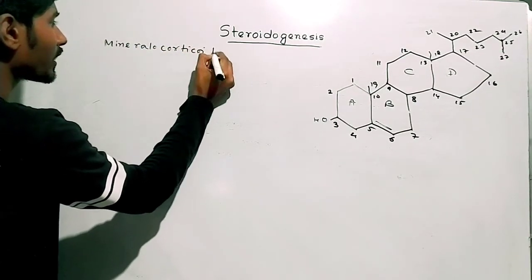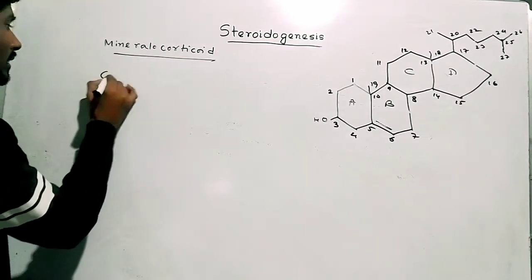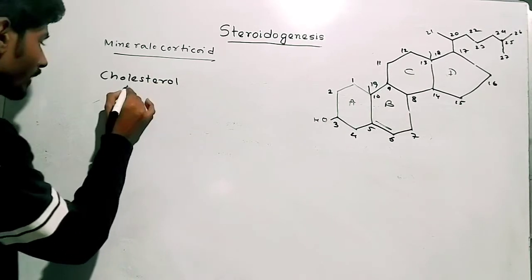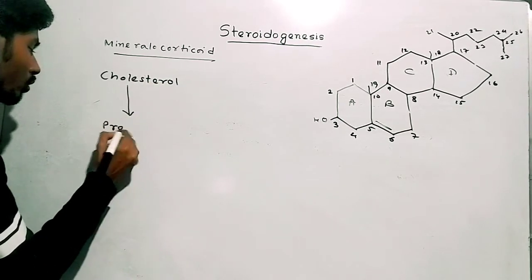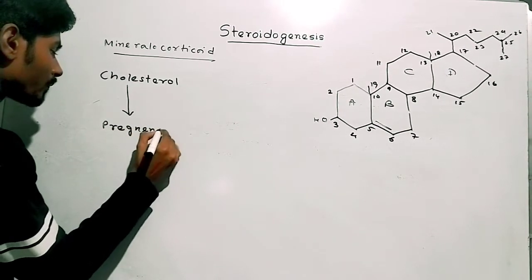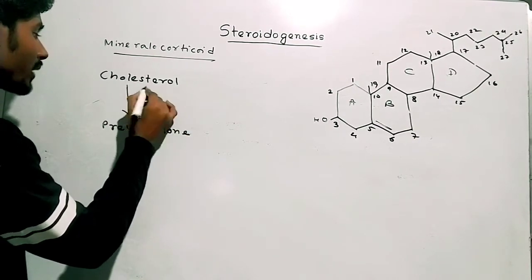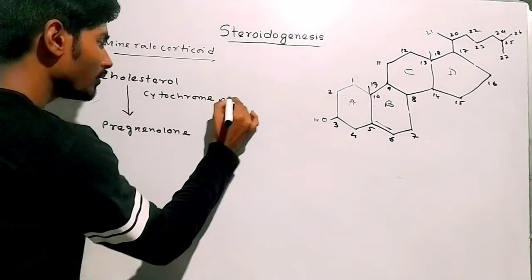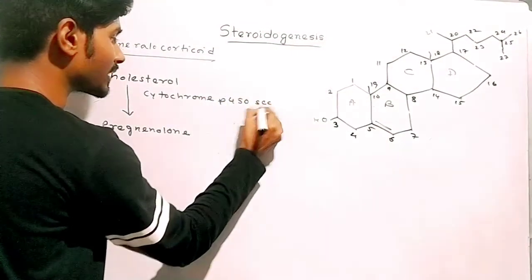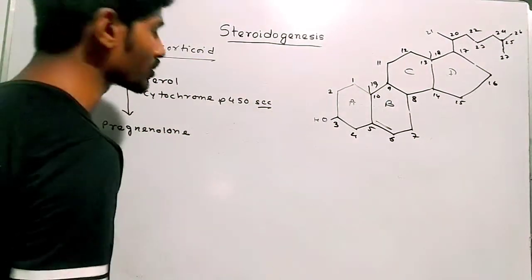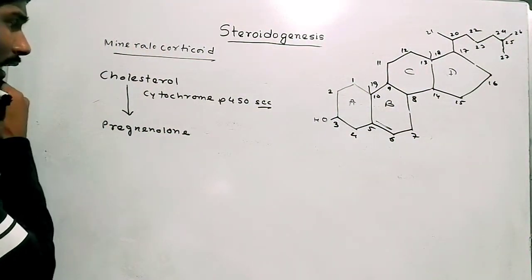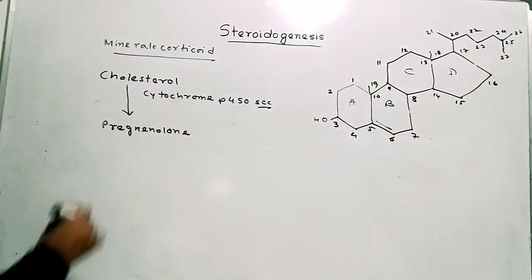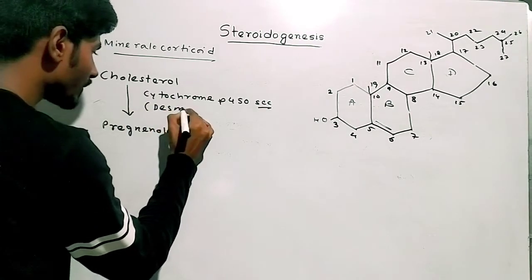Mineralocorticoids, okay. So first of all, what happens is the cholesterol is broken down into a compound which is called pregnenolone by the action of the enzyme which is called cytochrome P450 SCC. So SCC means side chain cleavage. So you can see that this enzyme basically cleaves the side chain of this cholesterol molecule. Okay, it is also called the desmolase system.